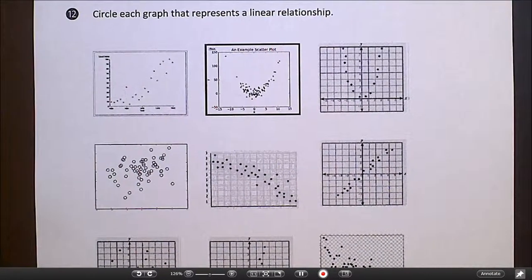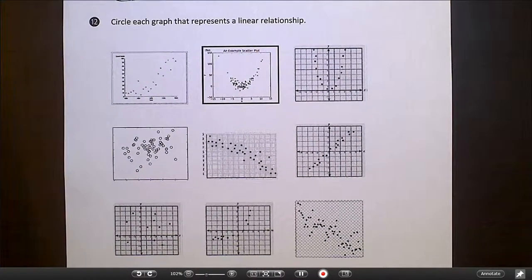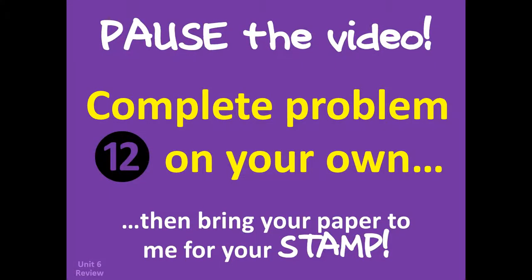Now number 12 on your own says to circle, let's zoom out just a little bit. Circle each graph that represents a linear relationship. So there's going to be more than one here that you're going to circle. So anything that represents a linear relationship, I'd like for you to circle. When you're finished with number 12, you can bring your paper to me for a stamp. I'll be checking and making sure that you have all of the linear relationships circled and that we didn't accidentally get some extras. And then you will be finished with your review.